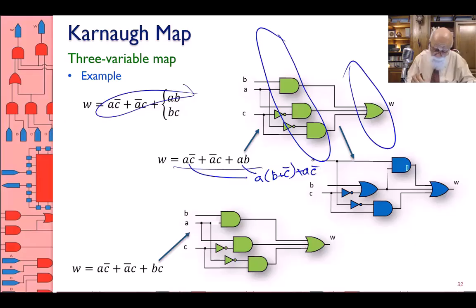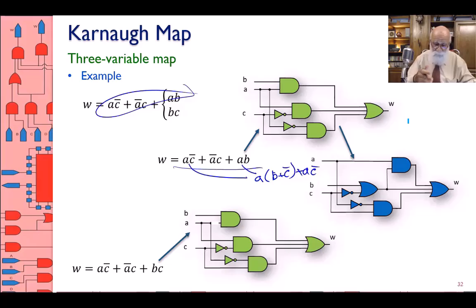And then I have A, B or C bar, which is this gate. This is B or C bar. And then you have the A C bar, which is this one, and then all together. These two circuits are exactly the same, except that I have done further manipulation using Boolean algebra, something that Karnaugh Map wouldn't give me.